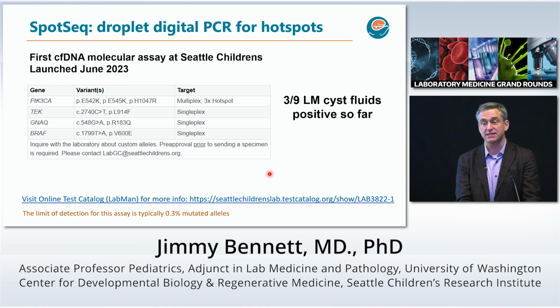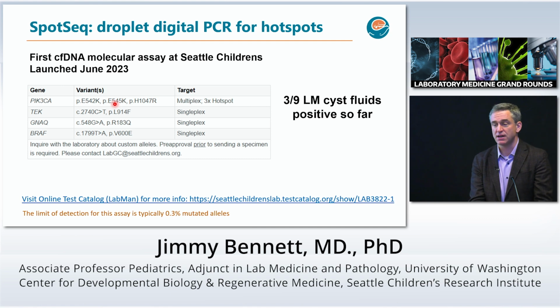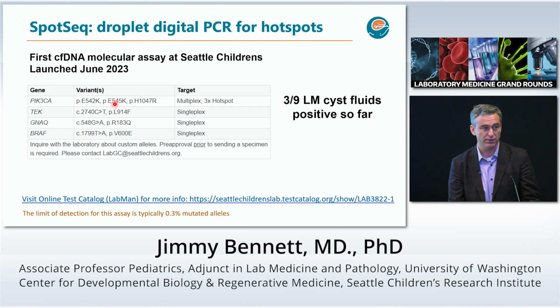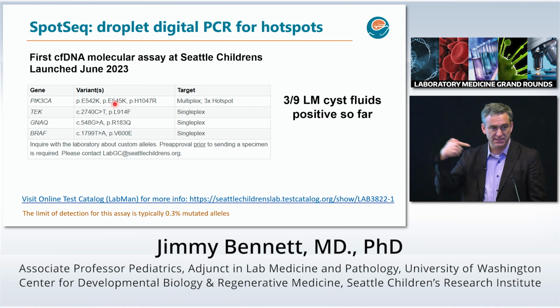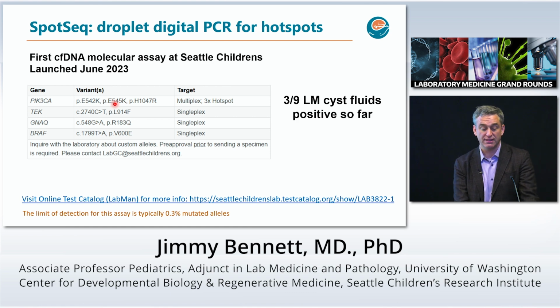We call it the SMaHT test. This is the first cell-free DNA-based assay available at Seattle Children's. And really the primary indication is multiplex PIK3CA testing for lymphatic malformation cyst fluid. I wouldn't call this non-invasive. Obviously, you can go to any phlebotomy and get a peripheral blood draw. This requires a surgeon or someone to, with ultrasound guidance, stick a needle into a cyst. But it's certainly a lot less invasive than taking a kid to the OR.